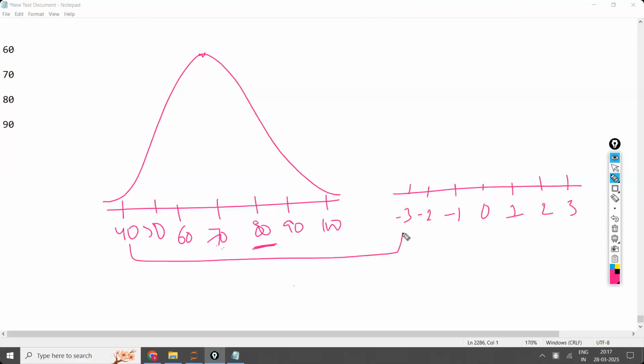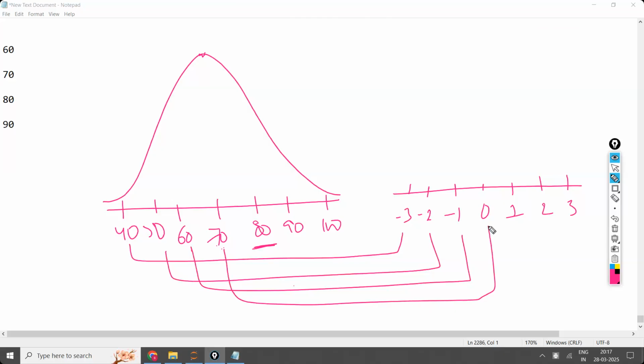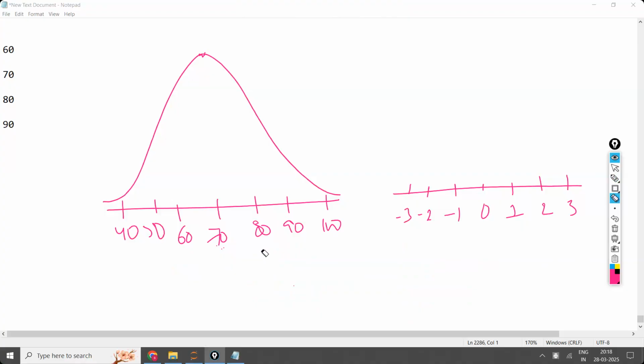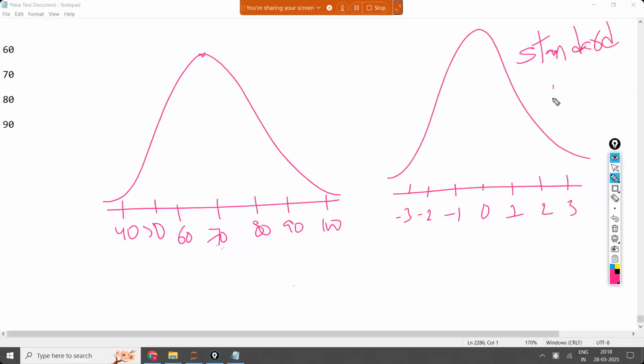40 will be converted to minus 3. 50 will be converted to minus 2. 60 will be converted to minus 1. 70 to 0. 80 to 1. 90 will be converted to 2. 100 will be converted to 3. So when you convert a normal distribution data to the corresponding Z-score, this distribution is called the standard normal distribution.